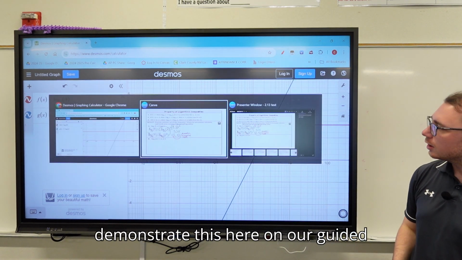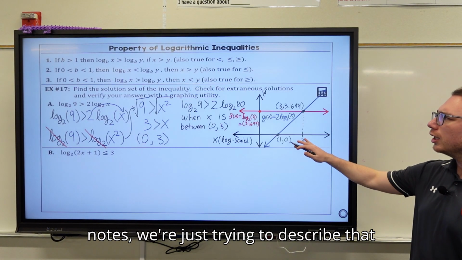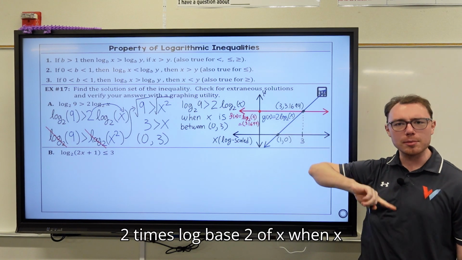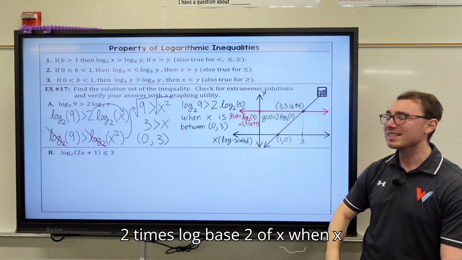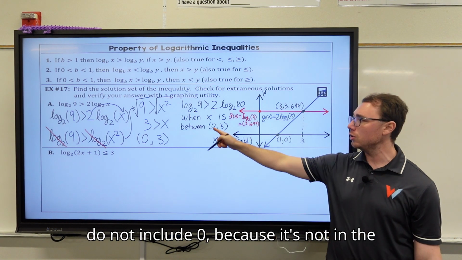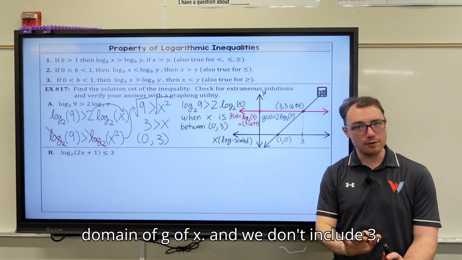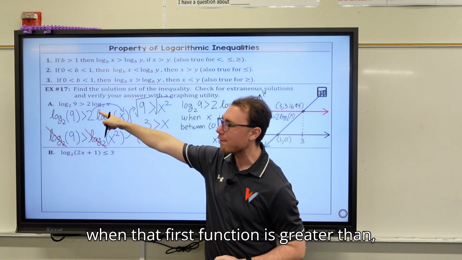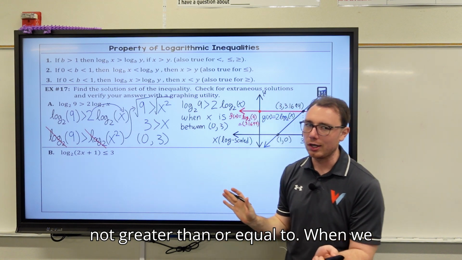When we demonstrate this on our guided notes, we're just trying to describe that log base 2 of 9 is greater than 2 times log base 2 of x when x is between 0 and 3, where we do not include 0 because it's not in the domain of g of x, and we don't include 3 because we're just trying to determine when that first function is greater than, not greater than or equal to.